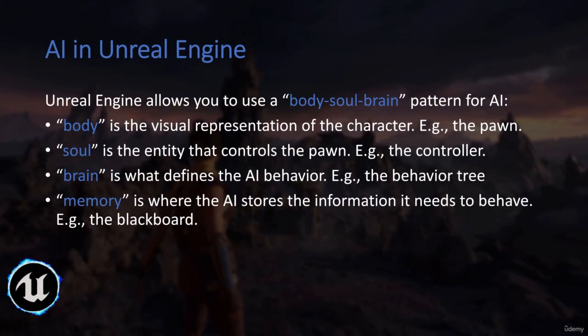Unreal Engine allows you to use the body, soul, brain pattern for AI. The body is the visual representation. An example of the body would be the pawn. The soul is the entity that controls the pawn, which would be the controller. The brain is what defines the AI behavior. The brain is the behavior tree. The memory is where the AI stores information it needs to behave. An example of memory would be the blackboard.